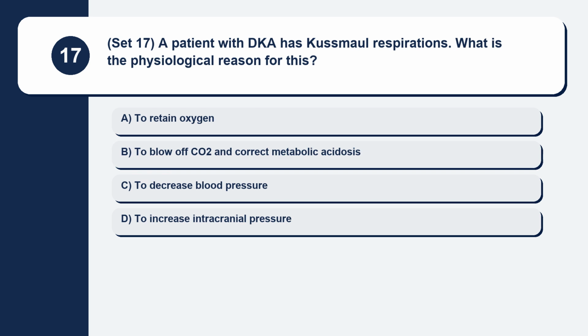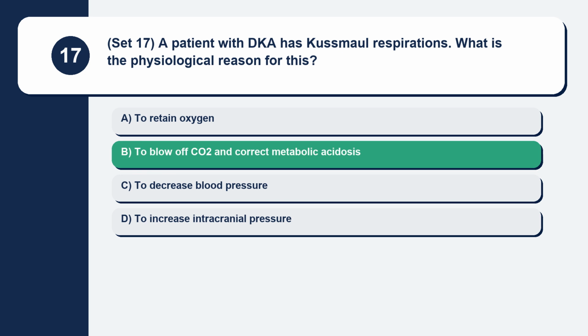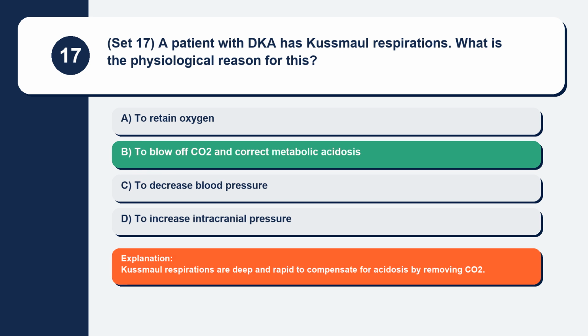Question 17, Set 17. A patient with DKA has Kussmaul respirations. What is the physiological reason for this? To retain oxygen, to blow off CO2 and correct metabolic acidosis, to decrease blood pressure, to increase intracranial pressure. Kussmaul respirations are deep and rapid to compensate for acidosis by removing CO2.